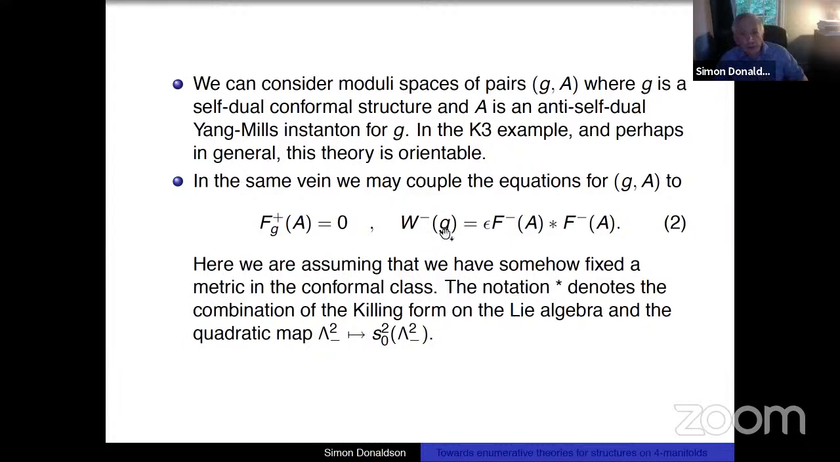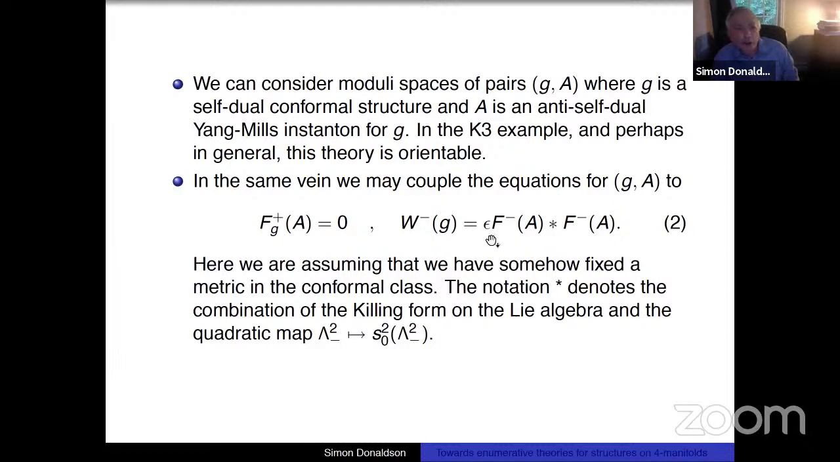So here, in fact, to make sense of this, we need to assume that we've somehow fixed the metric in the conformal class. There are various ways you might think of doing that, for example, by using the Yamabe metric or something. But anyway, if we have this, then you see we have a parameter.